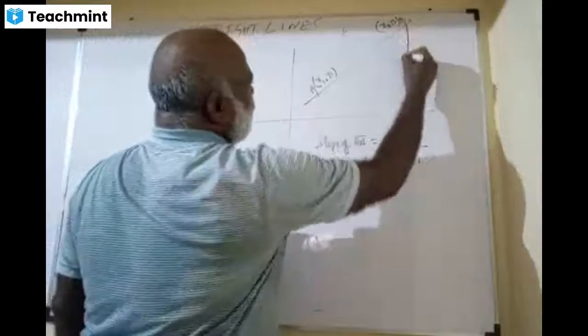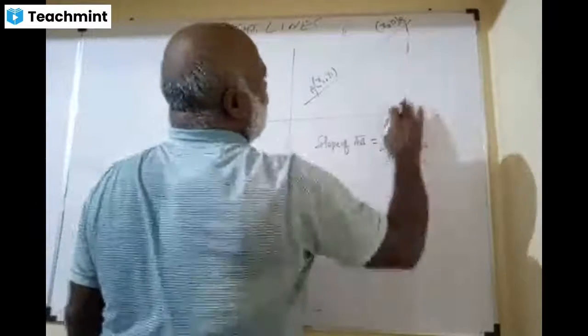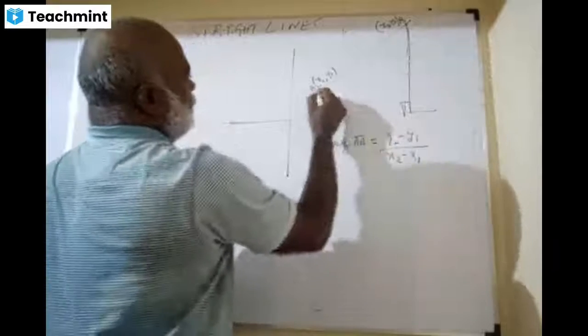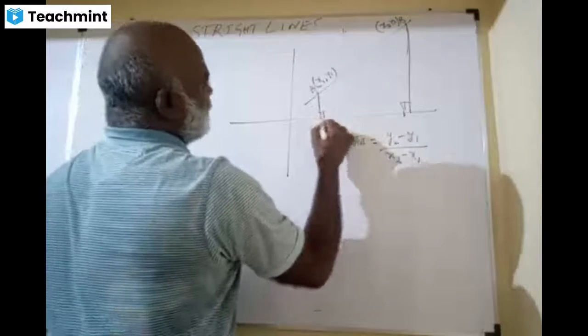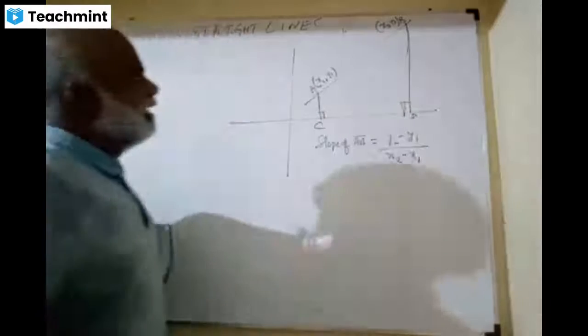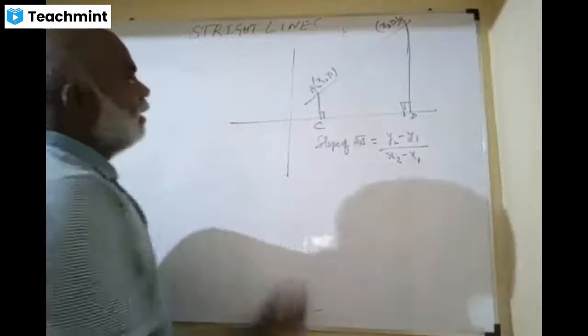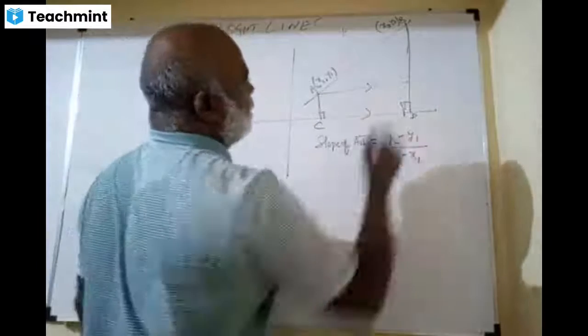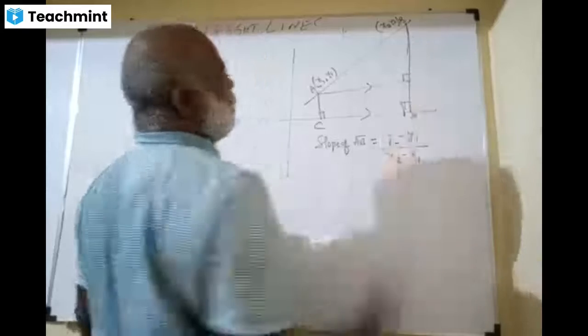Draw a perpendicular from B. Right, mark this as C and D, and you draw a horizontal here. So this is 90 degrees, no doubt.